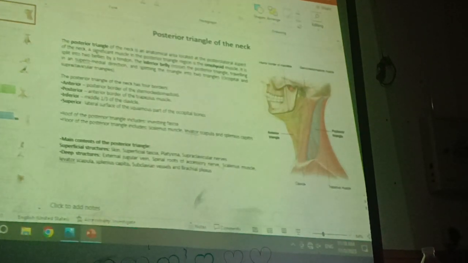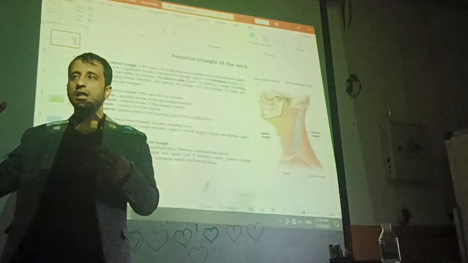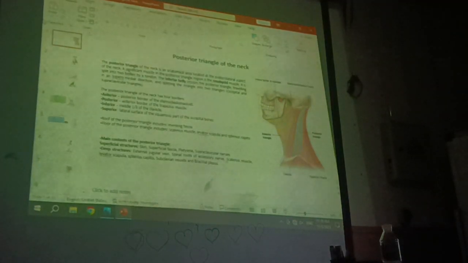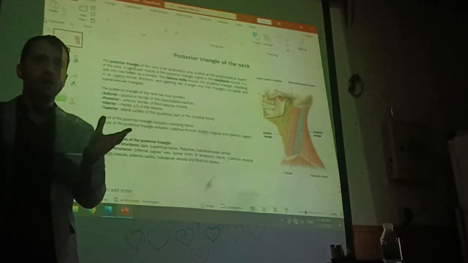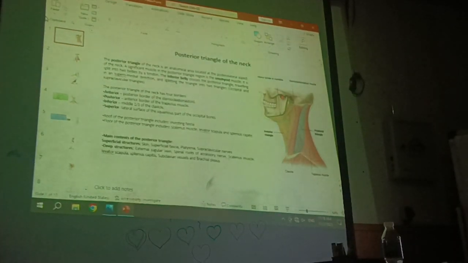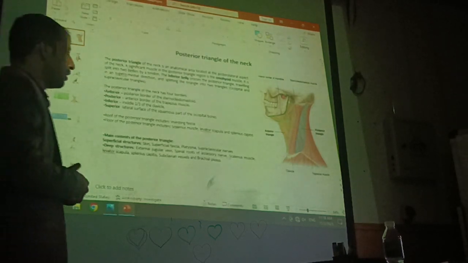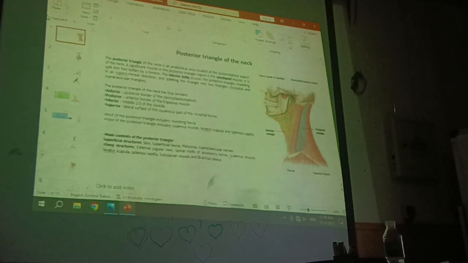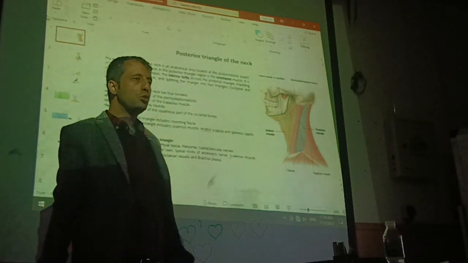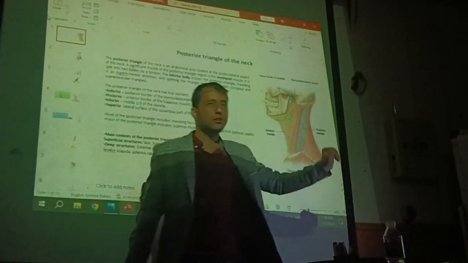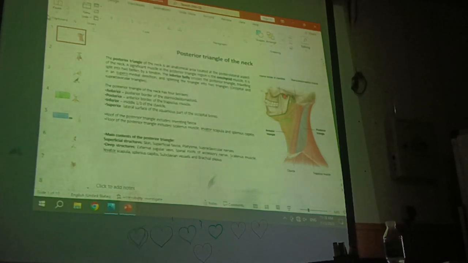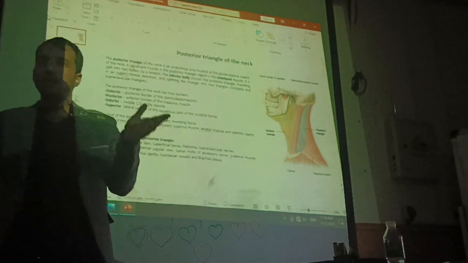The deep structures are located in the investing fascia, and also in another part of the deep fascia. There is an exception in this area. This exception is the external jugular vein. What do you think about the external jugular vein in the posterior triangle? Is it a superficial structure or a deep structure?